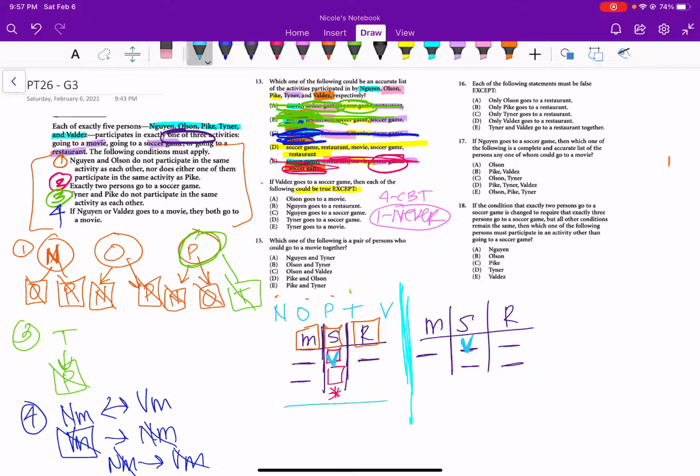So what do we know? Well, we know that if V does not go to a movie, then N does not go to a movie. So we know that this is not N in either one of these. And we know that P could only go with V if it was going to go with them to anywhere. So, okay, anyways, we'll just let that go for a second.